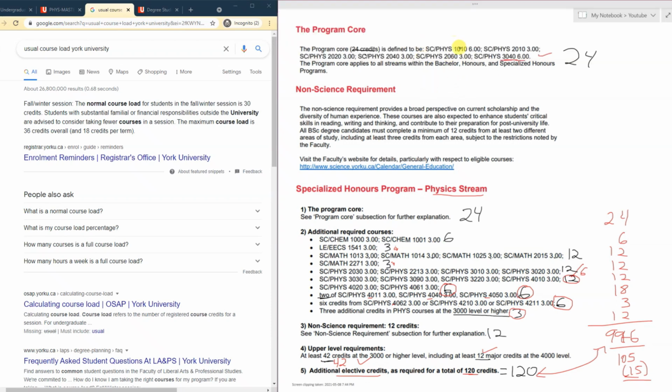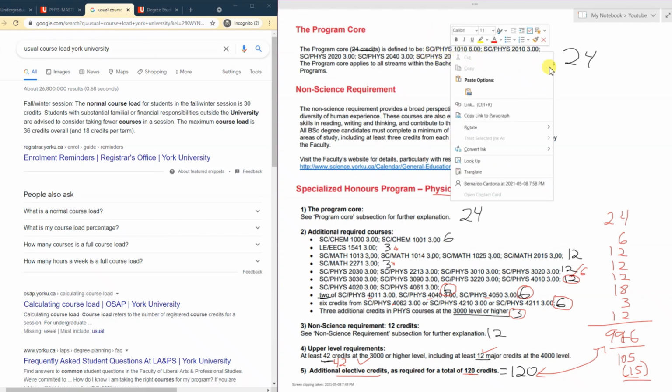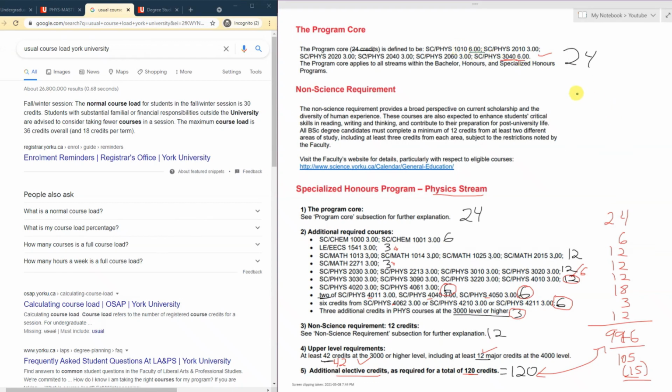At York University, the 1000 level courses are first year, 2000 level courses are second year, 3000 third year, 4000 fourth year, and so on. Again, universities will have different numberings, but all of them have the usual. 1 is first year, 2 is second year. Let's find how many ones we see here. Physics has a 1010 course, 6 credits. So there's 6 credits for the physics courses.